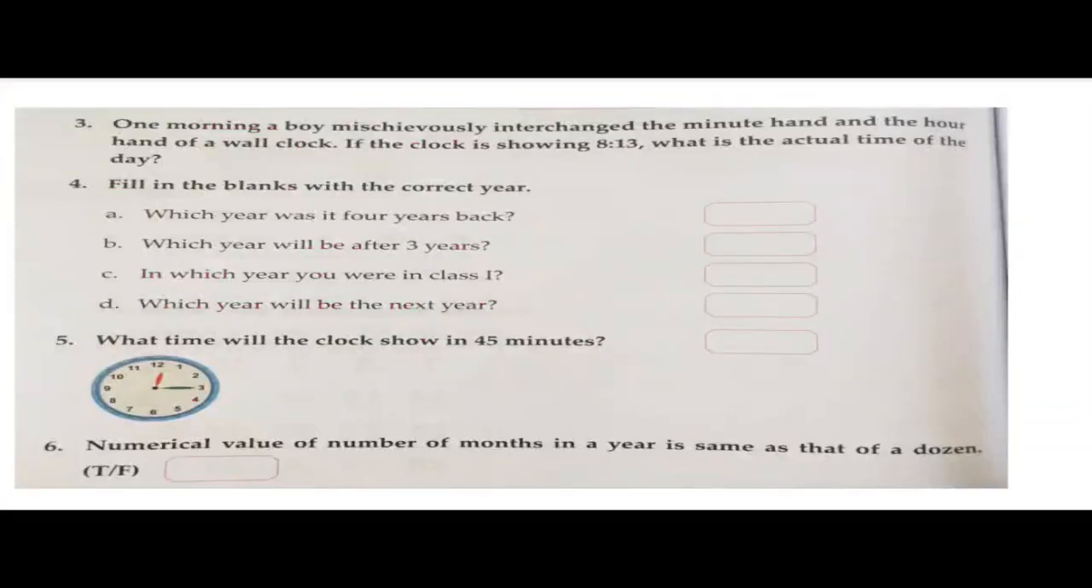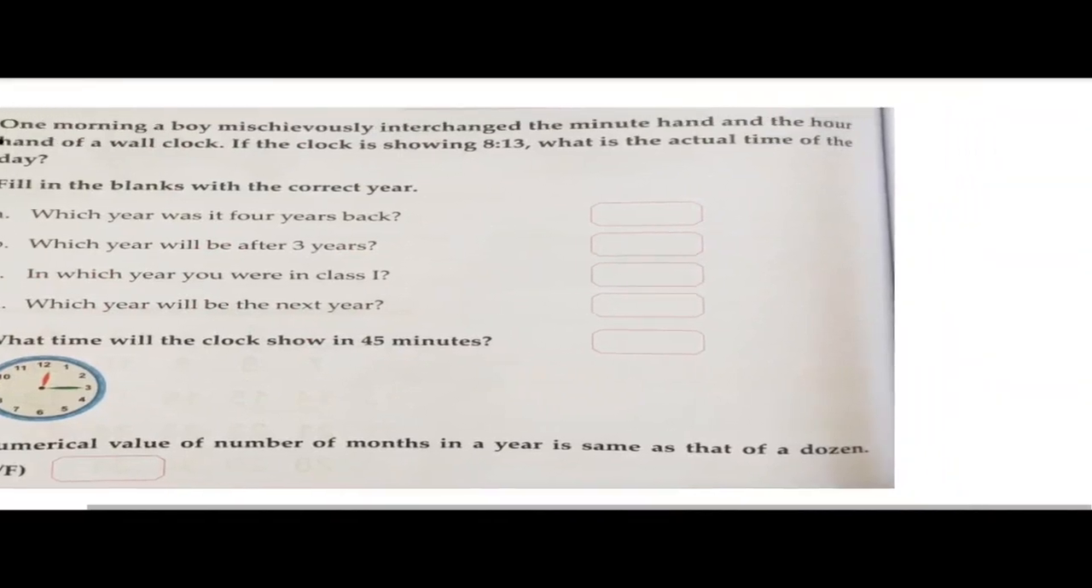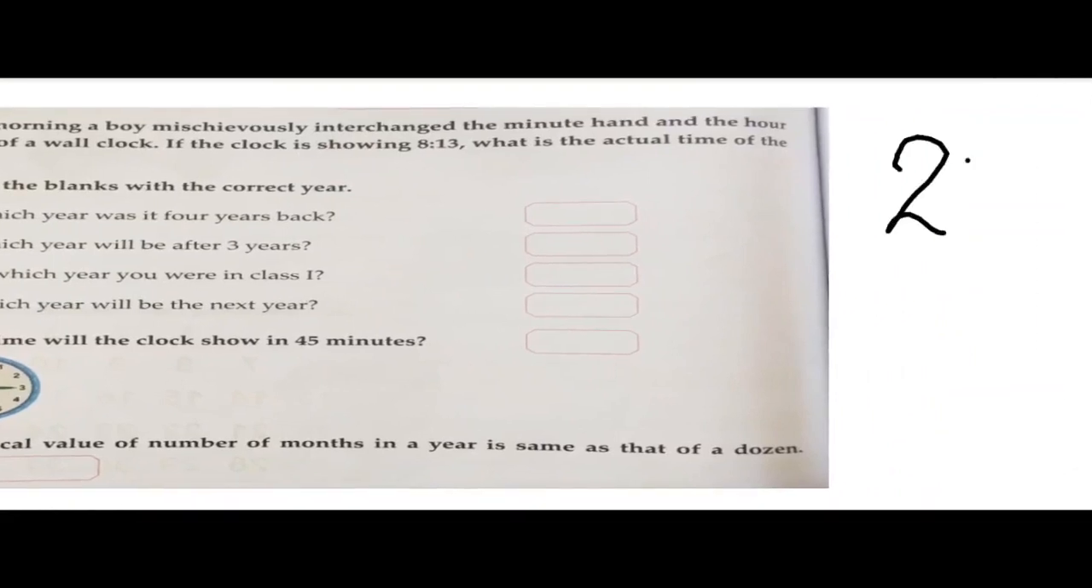Now next, number 3, please cross out number 3. We are not doing number 3. Number 4, fill in the blanks with the correct year. Which year was it 4 years back? So children, this year is 2021. You have to write which year was it 4 years back.